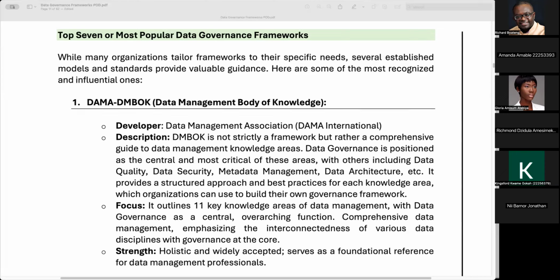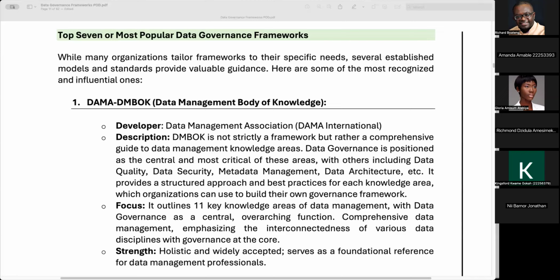So it's very holistic. Very holistic. Its strength is providing this widely accepted foundational reference model that covers all the different dimensions of managing data effectively. It's maybe less of a strict step-by-step implementation framework and more of a comprehensive body of knowledge to structure your thinking and ensure you cover all the bases.